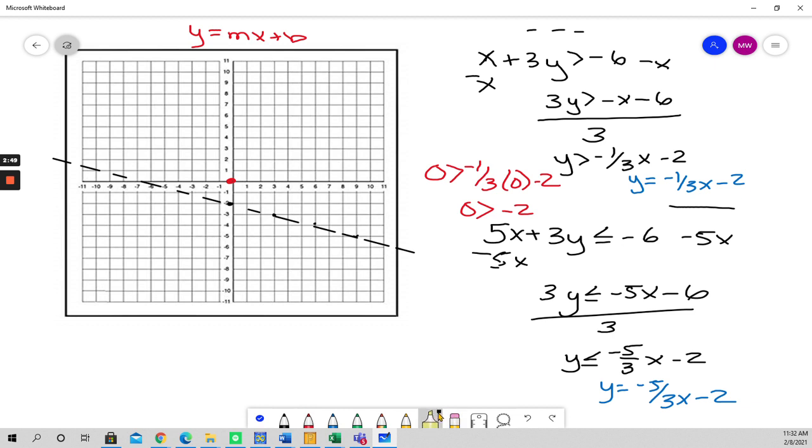Yes, it is. So I'm going to shade the region of the graph that contains 0, 0. So that would be everything above my dashed line. So all of this would be considered part of the solution to the inequality.